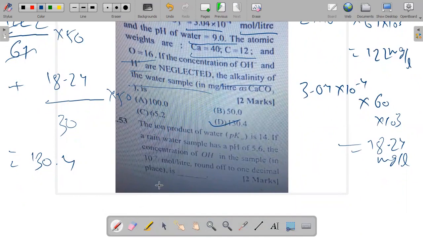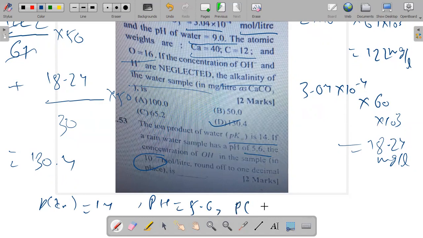Let's move on to our next question: the ion product of water pKw is 14, and if a rainwater sample has pH of 5.6, the concentration of OH in the sample is what, in 10 to power minus 9 mole per liter. We need to find the concentration in 10 to power minus 9. So here we have the ion product given as 14, and we have a pH of 5.6. So we need to find the concentration of OH minus. So we get pOH of 14 minus 5.6, which is 8.4.